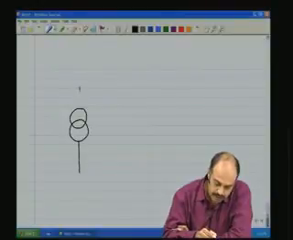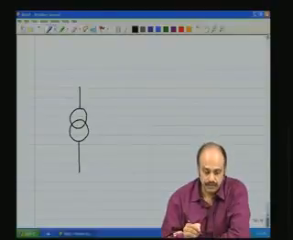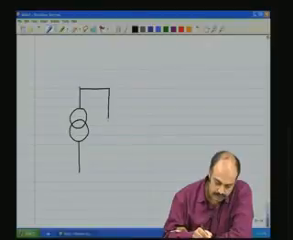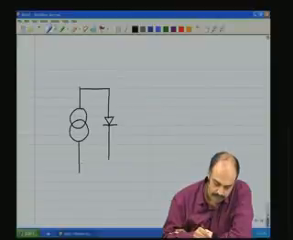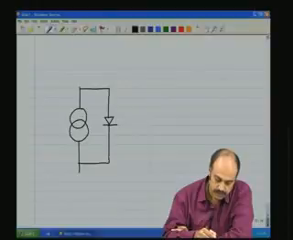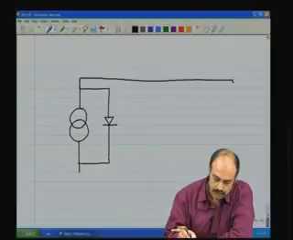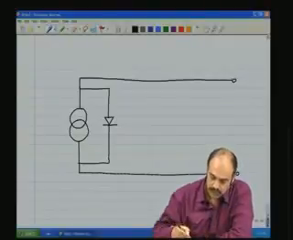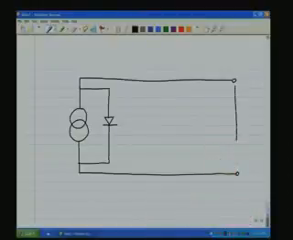So I am drawing an ideal current source which is like this, shorted by a diode, bypassed by a diode like this, and the terminals of this go on towards the output terminals, and they result in the terminal voltage.